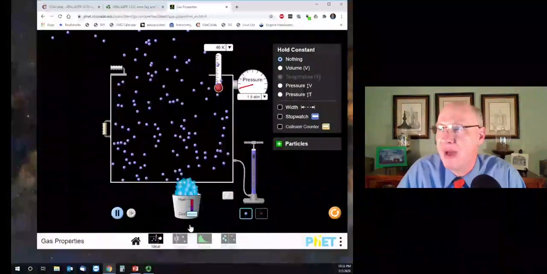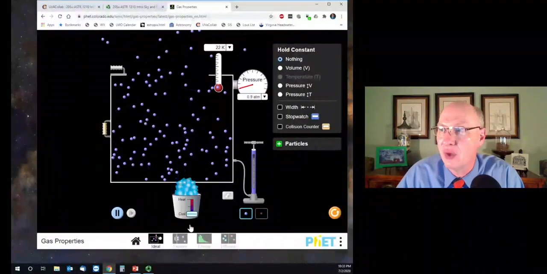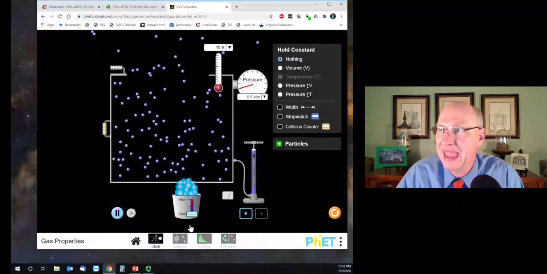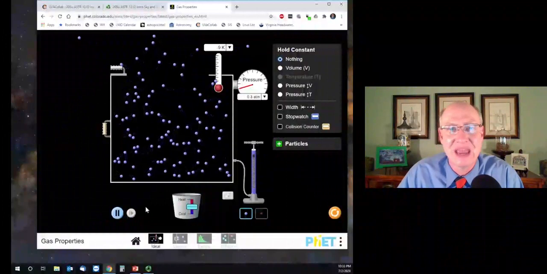Now I could cool these molecules off more and more, and you will see they move slower and slower. And as they move slower and slower, you will see that fewer and fewer of them are escaping from the box.